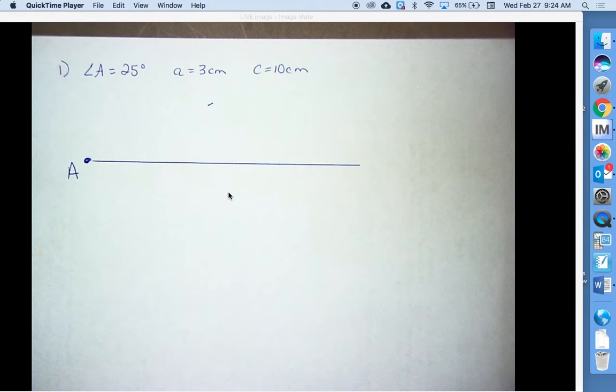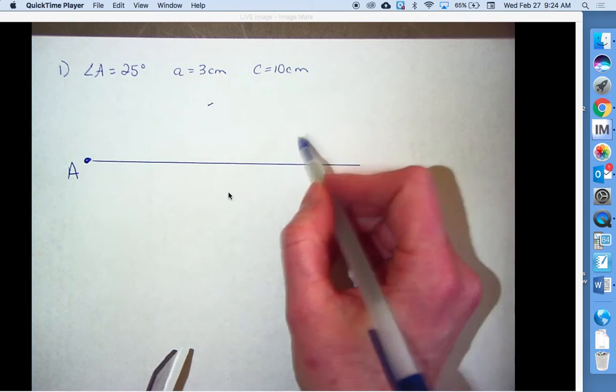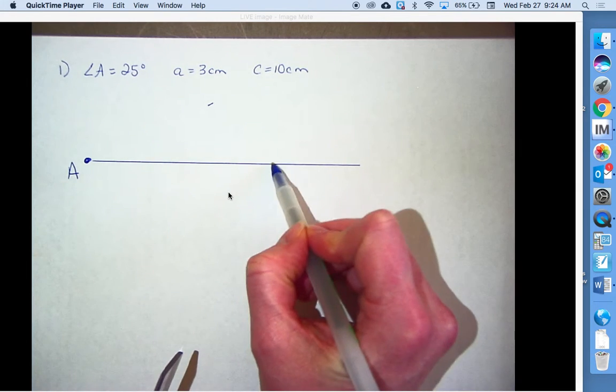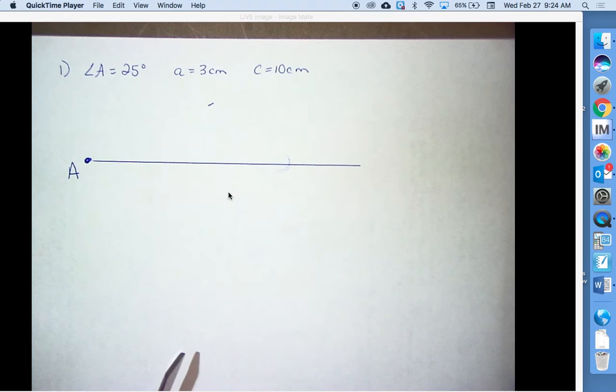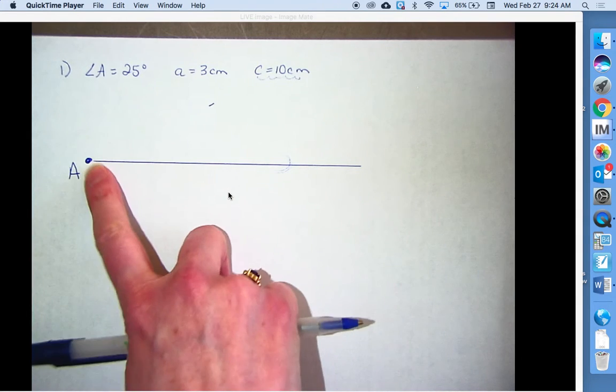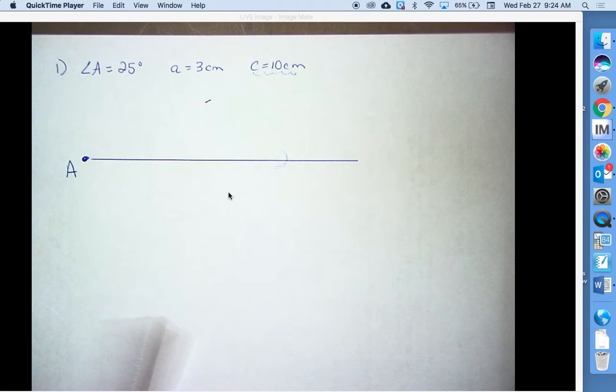And then using side C, so angle C is going to be somewhere over here. I'm not really sure where yet. But this is going to be the length of side C that connects with A, because side A must be across from angle A. So the other side is going to connect with this angle, and that is 10 centimeters.